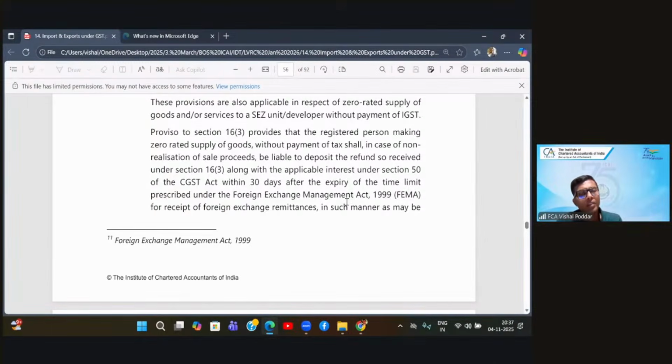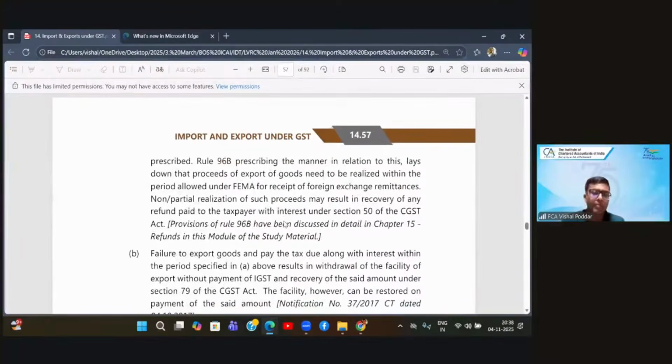So, even in case of export of goods, though Rule 96A has not provided this condition, but proviso to 16(3) says that even for export of goods, the payment, that is the sale proceeds, shall be received within the provided time limit. And if that is not done, in such cases, non-realization of sale proceeds, if sale proceeds are not realized within the time frame of FEMA Act, then I would be required to pay the tax along with applicable interest. Yes, Swaminathan, it is 9 months. You're right. So the normal time limit under FEMA is 9 months.